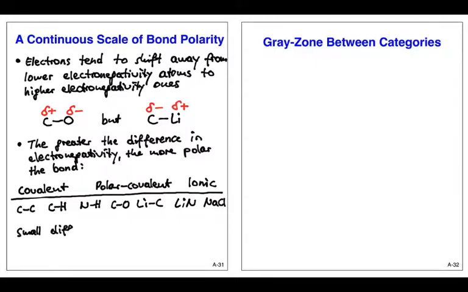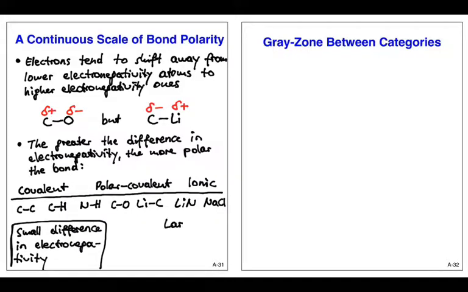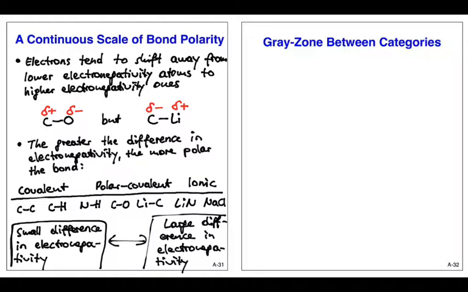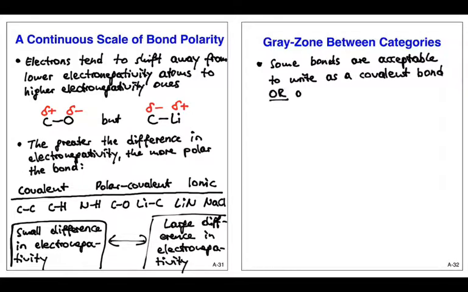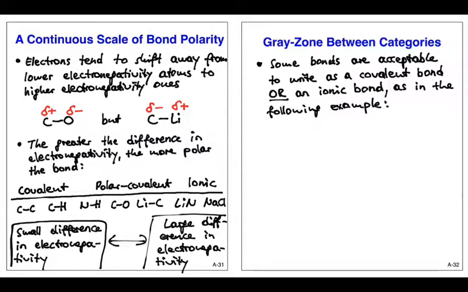Recapping, on the left we have small differences in electronegativity, so very covalent, while on the right we have large differences in electronegativity, and things become very ionic. Just to show you one more thing, there's really this gray zone between different categories. Some bonds you can call either ionic or polar covalent, and both descriptions are acceptable, because the bond lies at the boundary between those two categories.